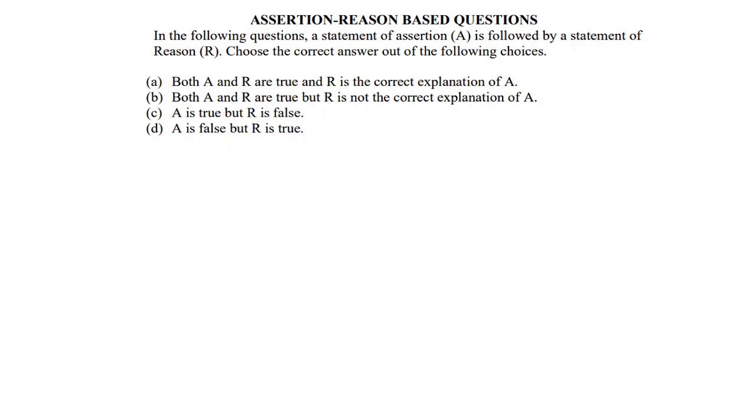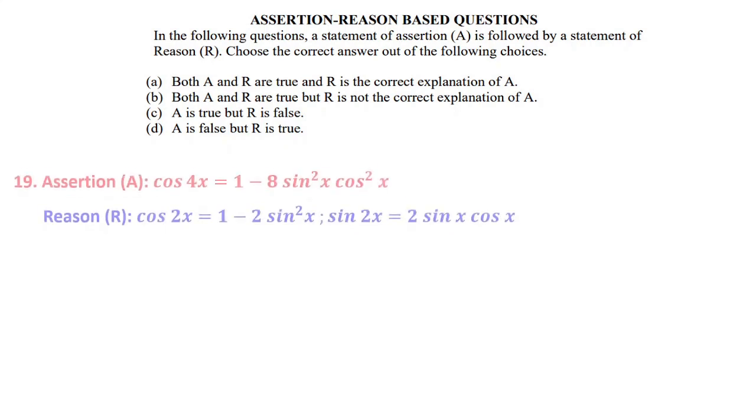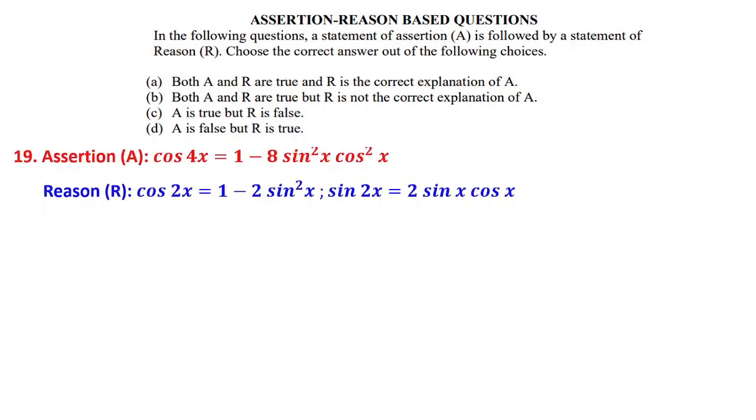Now let me give you the way to tackle these questions. There will be two questions with you. For that we should understand what is the meaning of assertion and what is the meaning of reason. For that, let me take this question now. Question number 19. Assertion is given and reason is given from trigonometry. Both are statements.